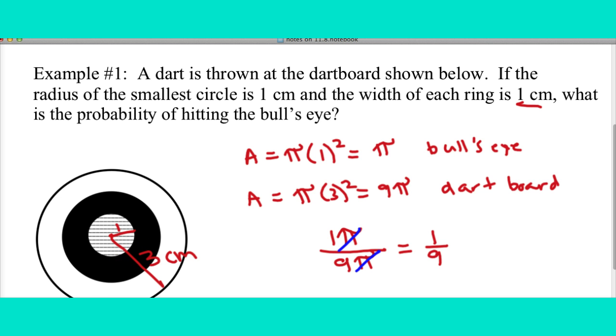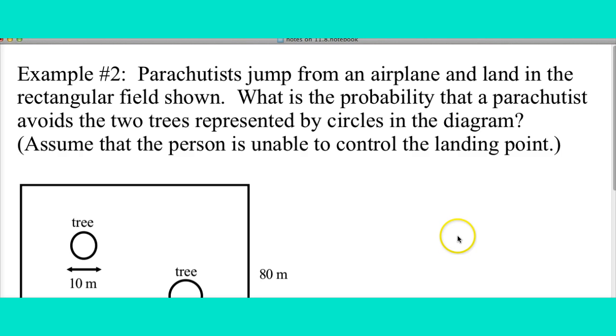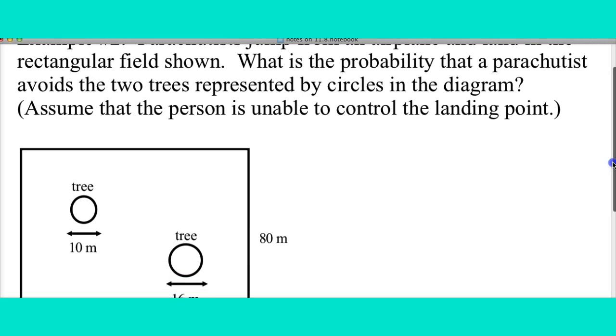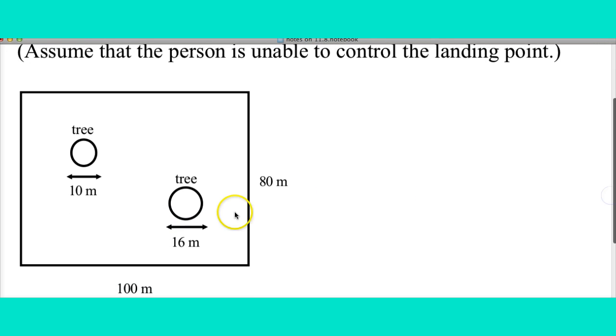Let's take a look at a second example. Here it says parachutists jump from an airplane and land in the rectangular field shown. What is the probability that a parachutist avoids the two trees represented by the circles in the diagram? And we have a slight assumption here that we're going to assume the person is unable to control the landing point. So they're going to land somewhere in this field.